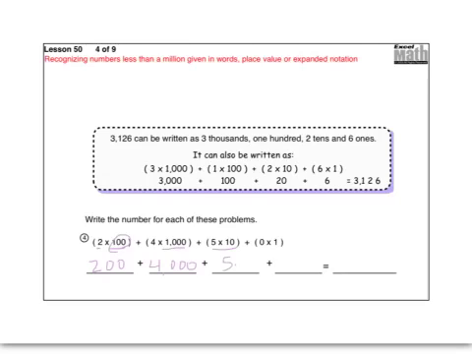5 times 10 is 50. And 0 times 1 is 0. That means there's nothing in the ones place. Now you notice these two are out of order here. We've got the thousands over here and the hundreds right there. So I got to switch them when I put the number here. 4,250. Fill that in.